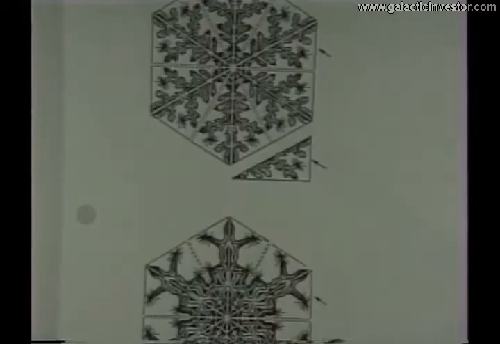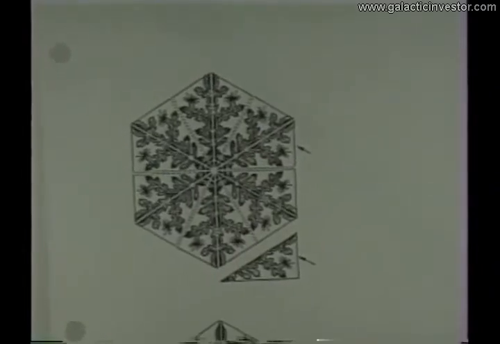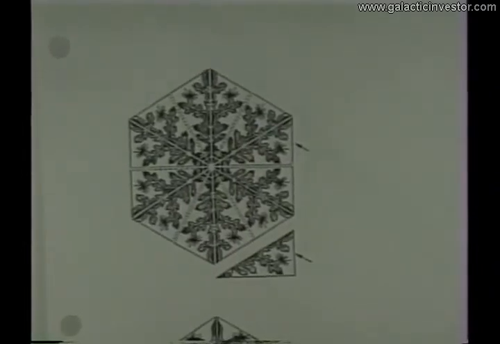Again, the snowflake is divided also into 12 triangles. You get 12 of the same triangular pattern repeating. So that's half of the wheel of 24.